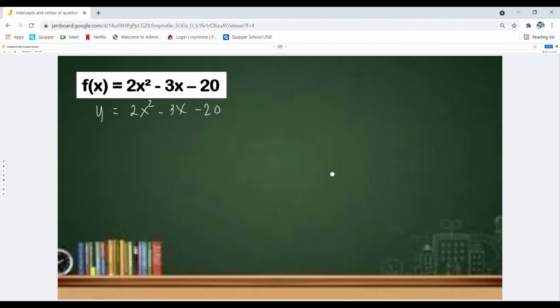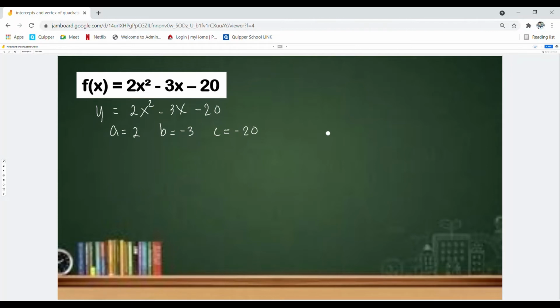Alright, so what is most important here is you have your numbers for your a, b, c. Your a is 2, your b is negative 3, and your c is negative 20.